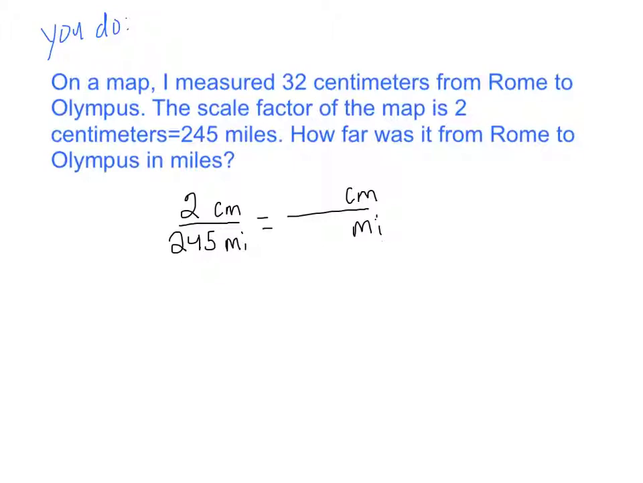All right, and now I take a look at the information I know. I measured 32 centimeters, and centimeters is here, from Rome to Olympus. So if centimeters is here, that's where I'm putting the 32. Let me get the pen for that. Looks better that way. And what I'd like to know is how many miles it is from Olympus to Rome. So how many miles is my question? X amount of miles. That's what I'm trying to find out.